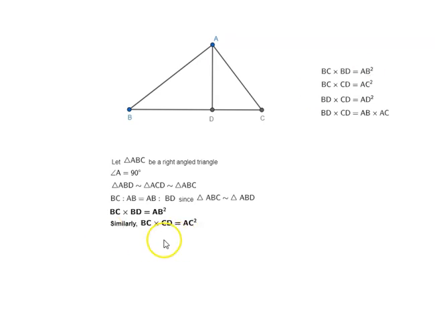And similar to that, we can prove the second statement as well. BC by CD is equal to AC square. How? By taking triangle ABC and triangle ACD.